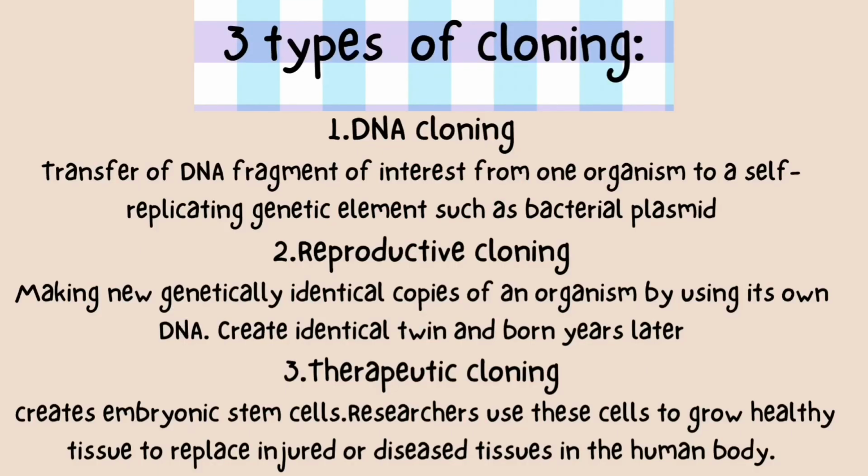There are three types of cloning. Firstly is DNA cloning. It is about transfer of a DNA fragment of interest from one organism to a self-replicating genetic element such as a bacterial plasmid. Second one is reproductive cloning. It is making new genetically identical copies of an organism by using its own DNA. It creates an identical copy that is born years later. And lastly is therapeutic cloning. It creates embryonic stem cells. Researchers use these cells to grow healthy tissue to replace injured or diseased tissue in the human body.